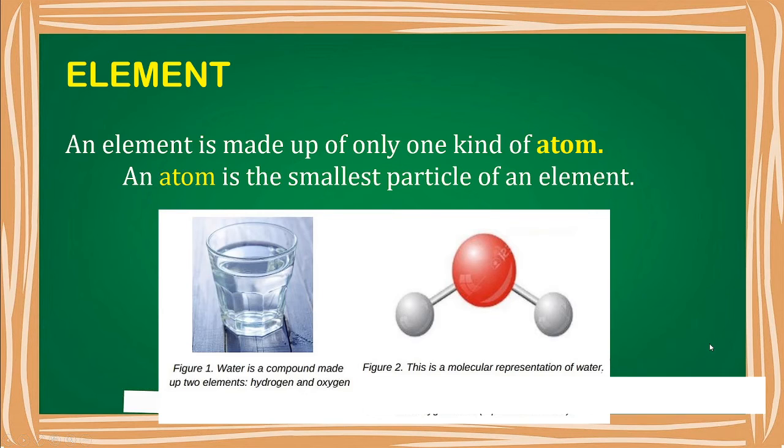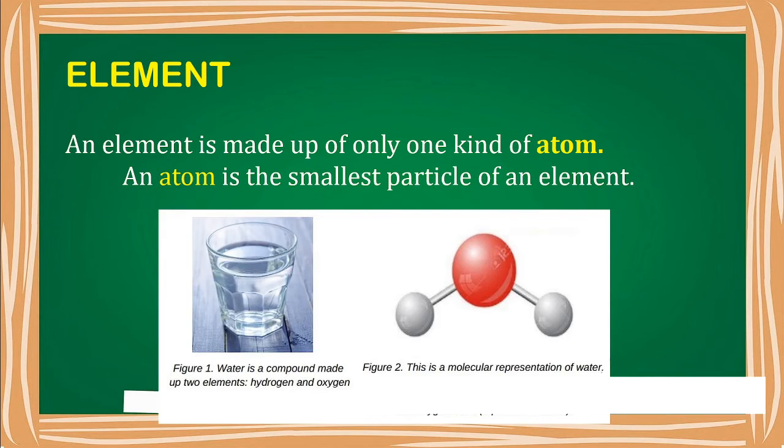Pero, saan ba gawa ang element? Tingnan natin, ha? An element is made up of only one kind of atom. Okay? Have you heard of the word atom? Narinig nyo na ba yung salitang atom? Okay, maaaring familiar na yung iba sa inyo. An atom is the smallest particle of an element.